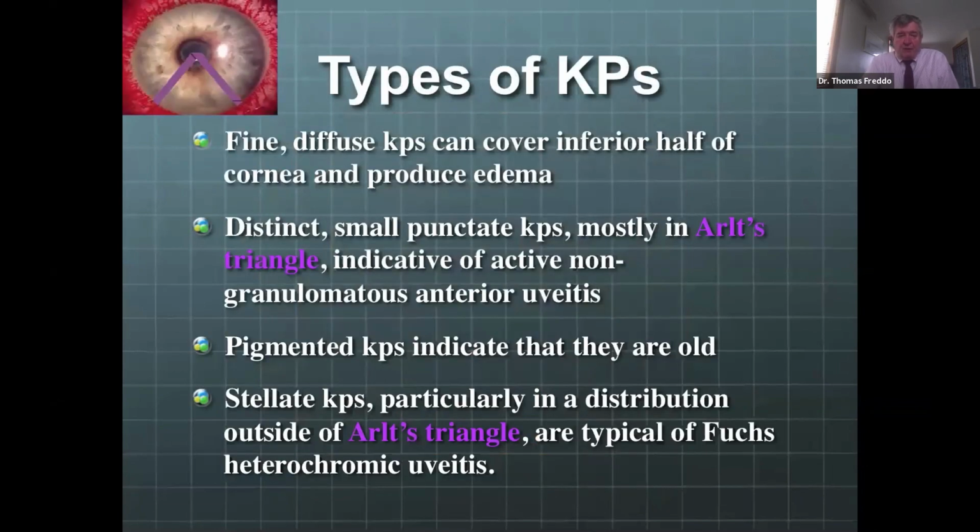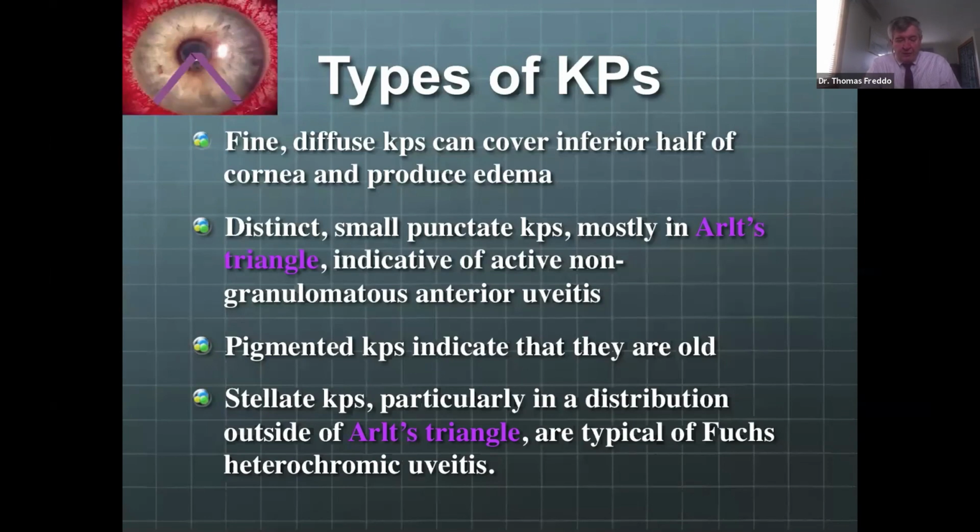There are several types of KPs. They include fine diffuse KPs that can sometimes cover the entire inferior half of the cornea and produce edema. Often in these cases, they're so fine that you can't distinguish them as individual white particulates. Then there are the classic distinct small punctate KPs, mostly in Arlt's triangle, that are indicative of an active non-granulomatous anterior uveitis. As a reminder, if you see pigmented KPs, this indicates that they are old KPs.